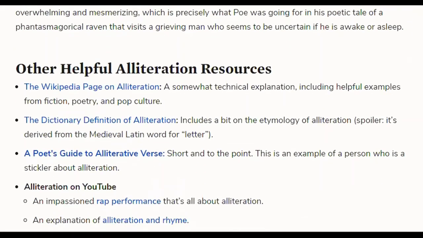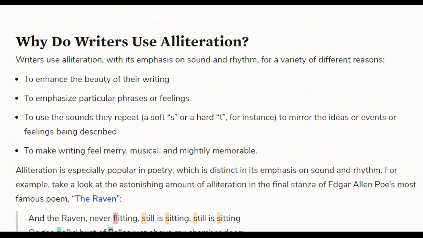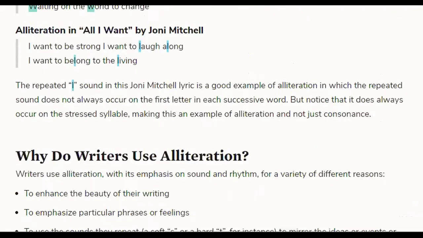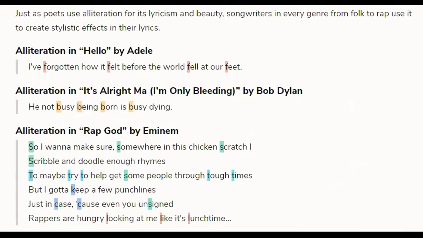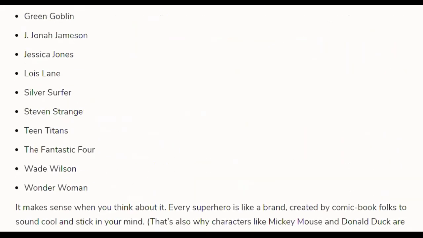So there are many things which you should know about alliteration. So I hope till here you have understood well.